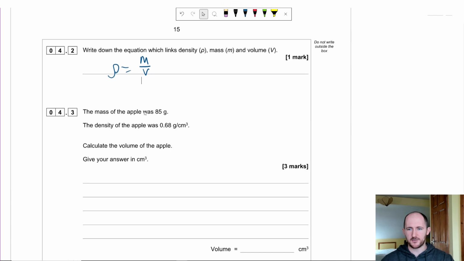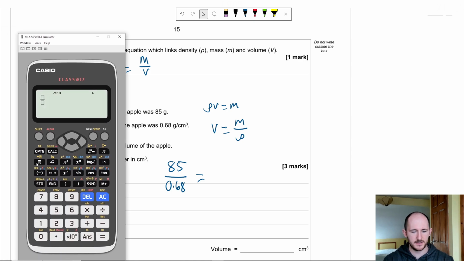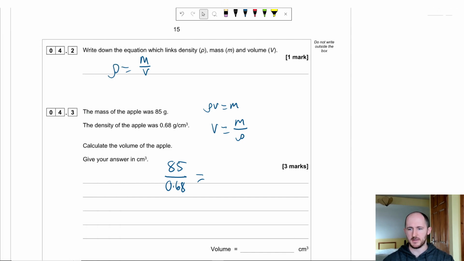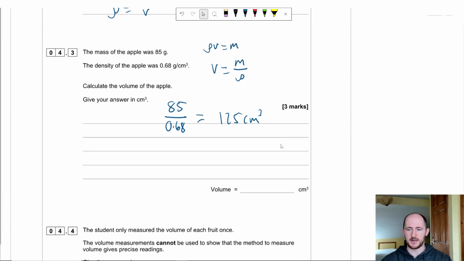The mass of an apple is 85 grams. Its density is 0.68 grams per centimeter cubed. Calculate the volume. So if density equals mass over volume, that means density times volume is mass, and it means that volume is equal to mass over density. So we're going to do 85 grams over 0.68, and we get our 3 marks. Nice and easy. So 85 over 0.68 gives me 125 centimeters cubed. How do I know it's in centimeters cubed? Well, if we look at the units that we have, grams per centimeter cubed, that's how we know.